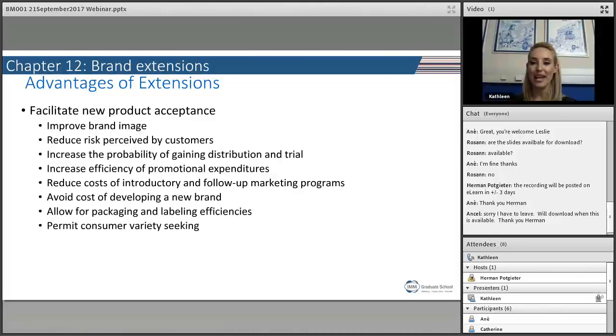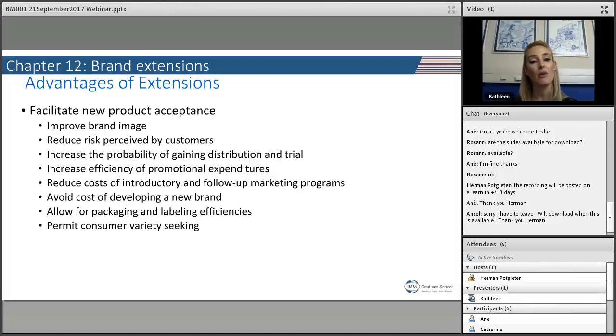Why would we use a brand extension? There are a number of advantages that are given to us in the textbook and the learning guide. These are, it improves our brand image, it reduces the perceived risk with customers, it increases the probability of gaining distribution, and also increases the chances of customers trying out the product. It can increase the efficiency of our promotional expenditure, reduce the risks of introducing our product and our follow-up programs.